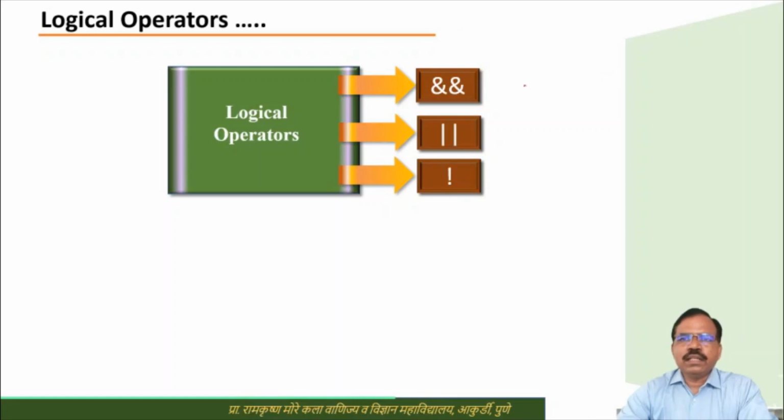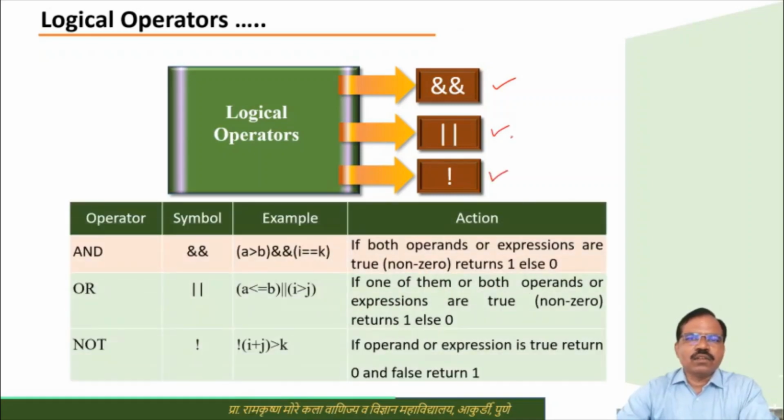We have three types of logical operators. This is the first logical operator, this is the second, and this is the third. The first one is called the AND operator. The symbol used for the AND operator is &&. The second operator is the OR operator. The symbol used for the OR operator is this. The third operator is the NOT operator. The symbol used for the NOT operator is this.